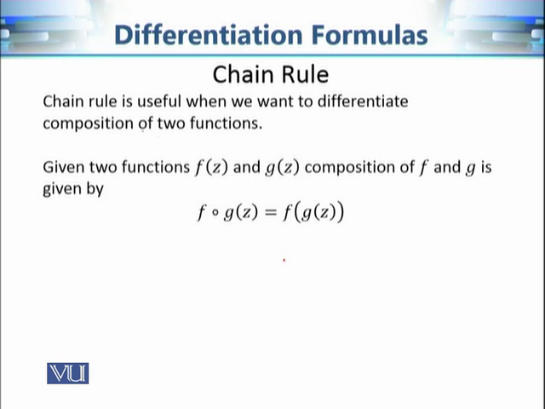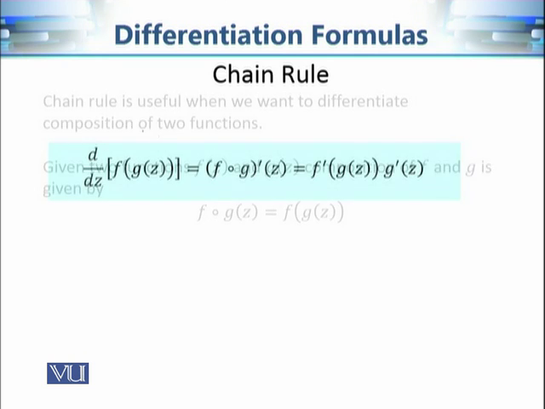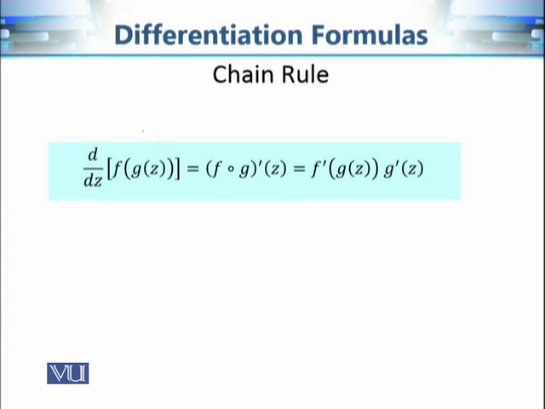Now if we are given a composition of two functions, then we can apply the chain rule in the following way. The chain rule says that if we have f composition g, which is basically f circle g of z, and we are calculating the derivative of this composition, then it is going to be equal to f prime of g of z times g prime of z. Over here we are considering f as a function of g of z and calculating its derivative, and in the second step we are multiplying this with the derivative g prime of z.